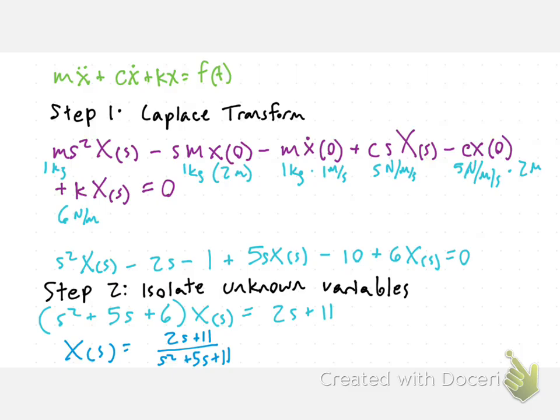That should be 5s plus 6. Yeah, nice. So s squared plus 5s plus 6, because we're just taking this component here and putting that in the denominator and the stuff on the right, putting it in the numerator. So it got a little messy there because I did not expect to have to write 2s plus 11 over s squared plus 5s plus 6.